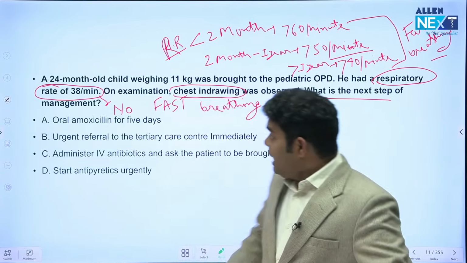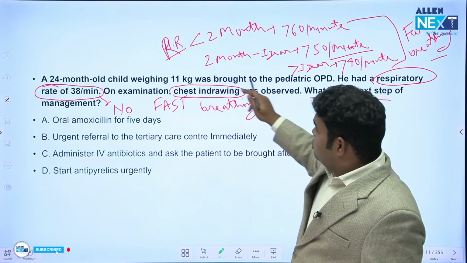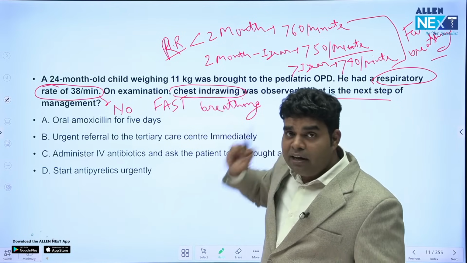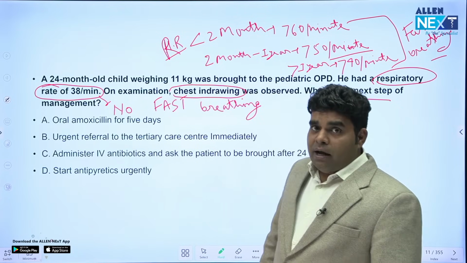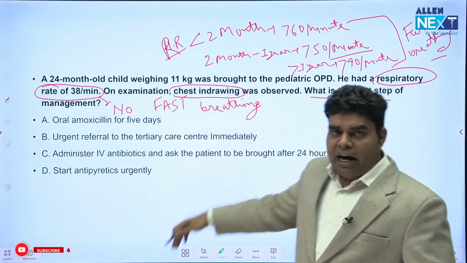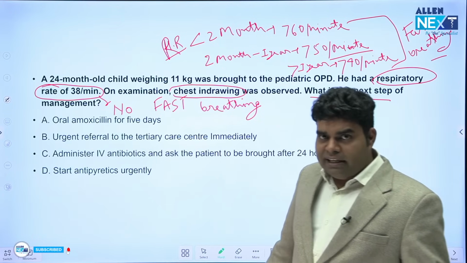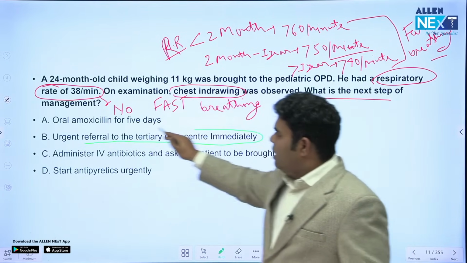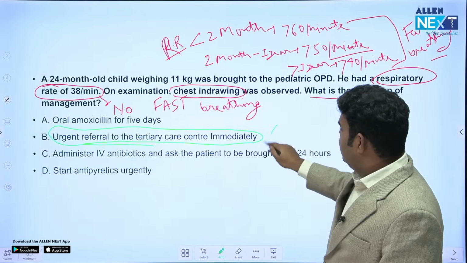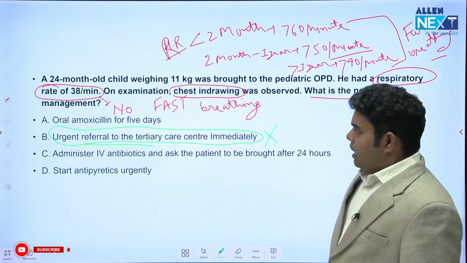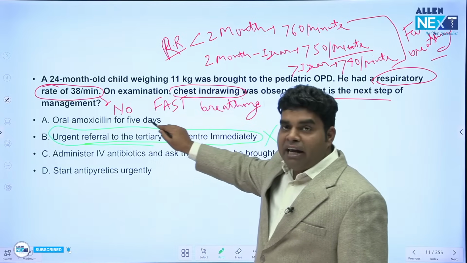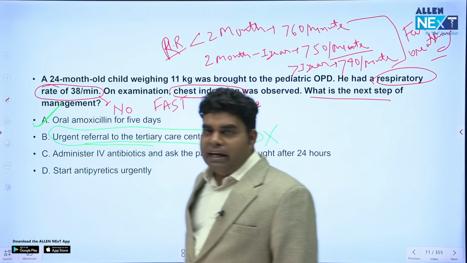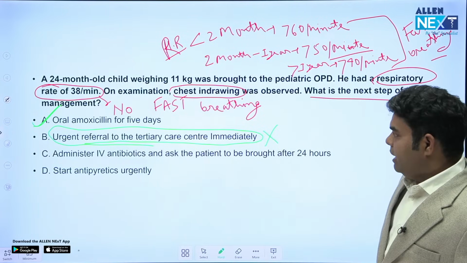The question is saying that the child is having chest indrawing, fast breathing is absent, but chest indrawing is there. So if chest indrawing is there, and they have not written stridor, or that the child has convulsion or cyanosis or anything, so urgent referral is not needed, because urgent referral is for severe pneumonia. It is not the case. Oral amoxicillin for 5 days. This is the treatment which we give for pneumonia. So the correct answer is A, oral amoxicillin for 5 days.